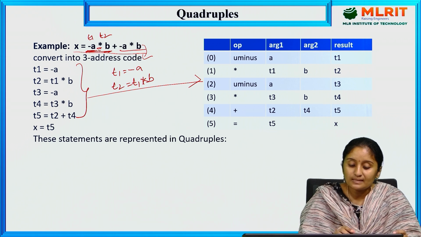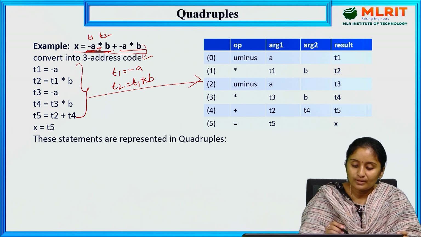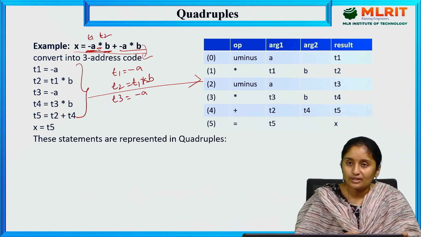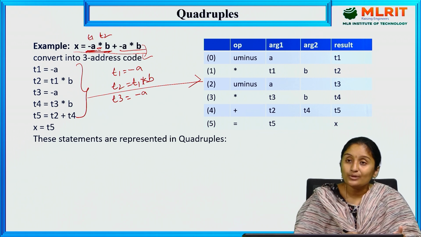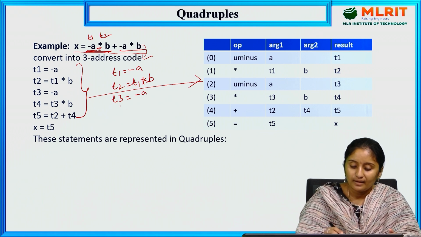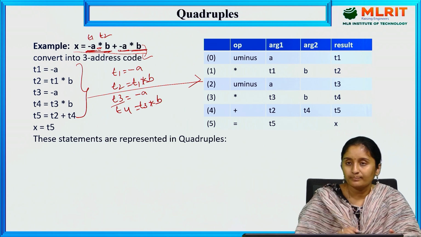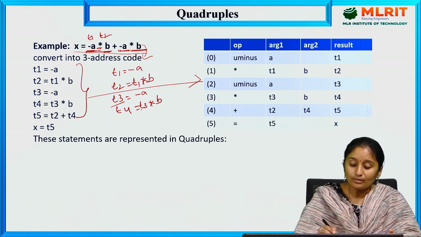So this is having multiplication and this is having multiplication. Then next, these 2 results we are going to do the addition. So the next one is T3 is equal to minus A. It is a unary operator. Next T4 is equal to, so this is stored in which one? Minus A. That is stored in T3. T3 into what I have here? B. T3 into B. So now T4 is having T3 into B.